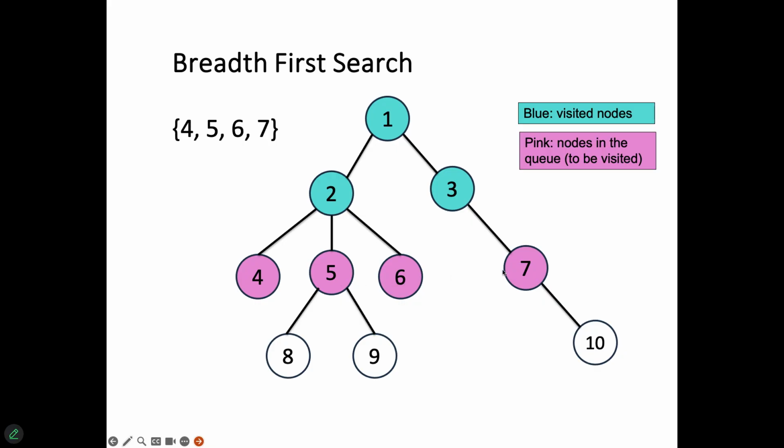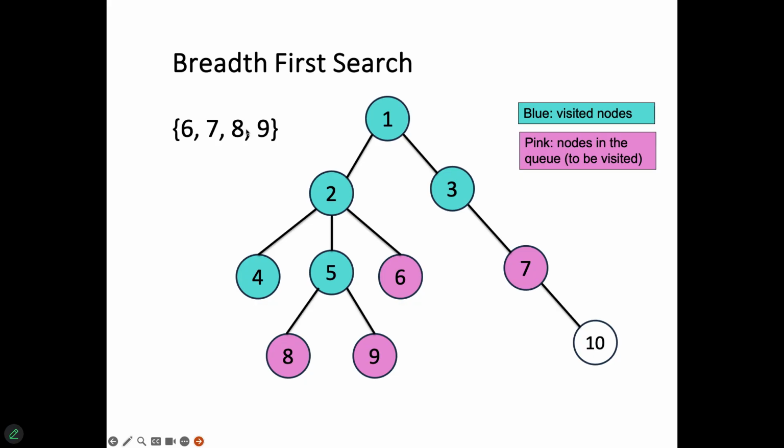We had 4, 5, 6, 7. 4, 1 was the one added earlier. So we popped 4 out of the queue and marked it as visited. Now, if I want to also mark 5 as visited, it means that I have to expand all its children, which I did. So 8 and 9 are going to be added to the queue, right?